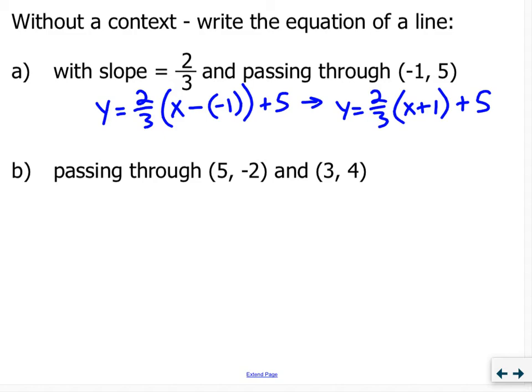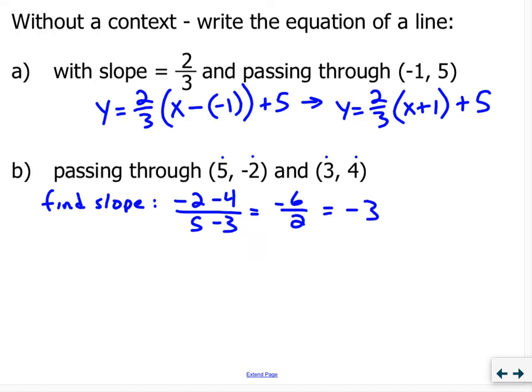Now, continuing along, our second one, notice that we have 2 points here. We don't have a point and a slope. But 2 points will allow us to find the slope. So remember, your slope is the change in Y over change in X. So if I look at my Y values, I'm going from -2 to 4. So I'm going to do -2 subtract 4, change in Y over the change in X, 5 minus 3. So I get -6 over 2, which is -3. So my slope is -3.